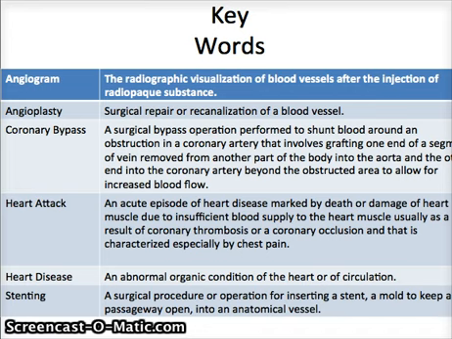So the first thing you're going to do is look at an angiogram, which is a picture of the blood vessels. And you're going to look at ANA's and see what's wrong. And then you're going to research angioplasty, stenting, and coronary bypass to figure out what these procedures are and which one would be best for ANA.